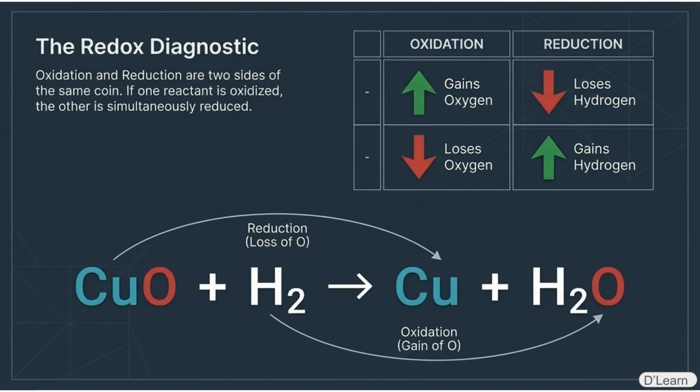Oxidation and reduction, or redox, are 2 sides of the same coin. If one reactant is oxidized, the other is simultaneously reduced. Oxidation involves the gain of oxygen or loss of hydrogen, while reduction is the opposite.